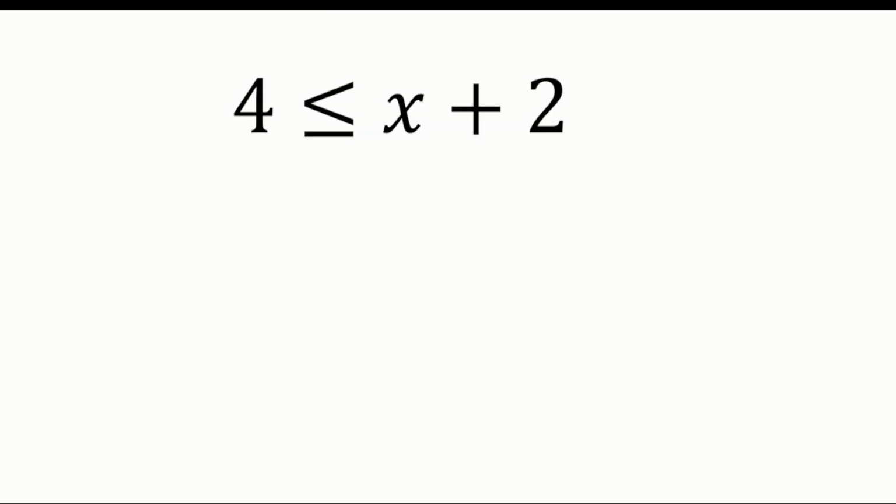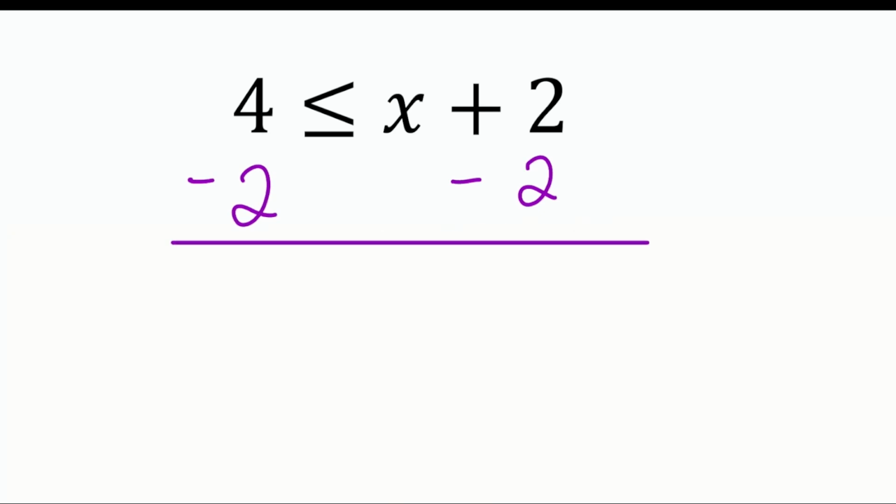We have 4 is less than or equal to X plus 2. Okay, so let's handle this like champs. Here we go. We want to get that X by itself. So we have 2 being added onto the X. So just like Angelique said, we're going to be subtracting 2 from both sides. So we have minus 2, minus 2. And we'll write that right there. Cancels out on the right side, giving us 2 is less than or equal to X.